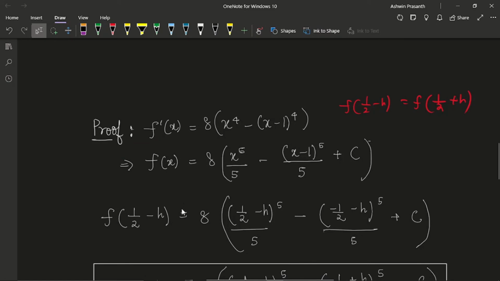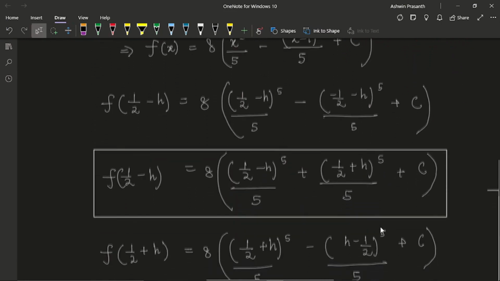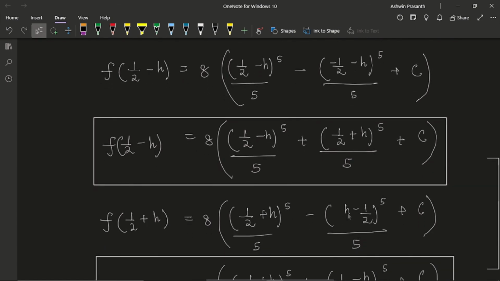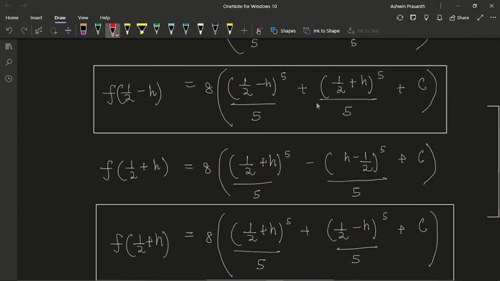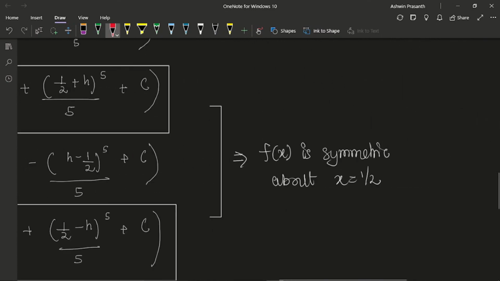So first we find f of half minus h, which is equal to this. Now if we take this minus outside, we'll get this expression. Now f of half plus h will be equal to this, and now again if we take this minus outside, we'll get this value. And I think you can clearly see that these two expressions are equal. Basically f of half minus h is equal to f of half plus h. So f of x is symmetric about x is equal to half.